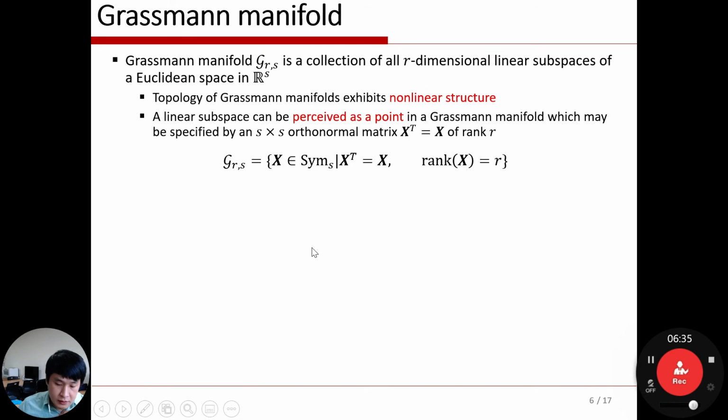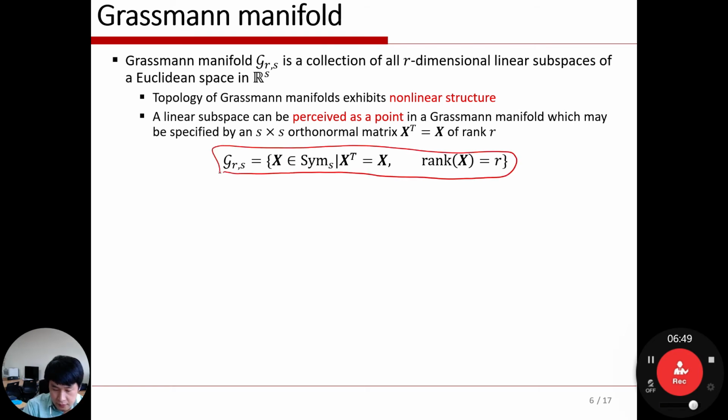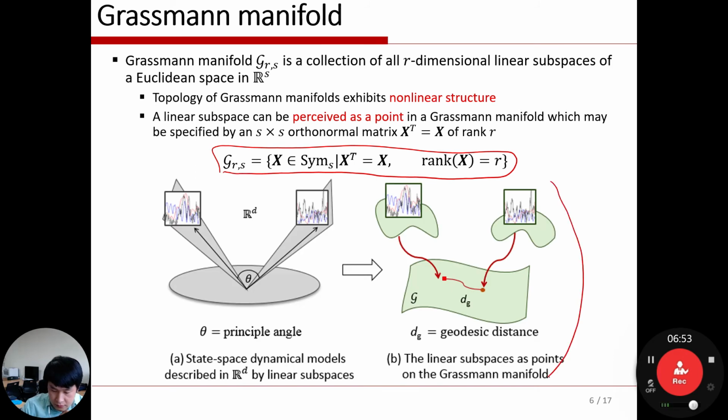Before we introduce the three umbrella approaches, we will talk about the Grassmann manifold briefly. The mathematical definition of Grassmann manifold is like this. Actually, this figure shows the properties of Grassmann manifold. It exhibits the nonlinear structure. For example, the manifold is nonlinear, and the linear subspace can be treated as a point on the Grassmann manifold. So we are using these properties to do the time series clustering by treating the MTS data as a point on the Grassmann manifold.